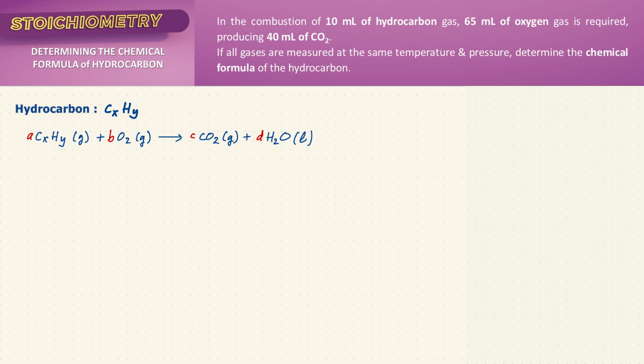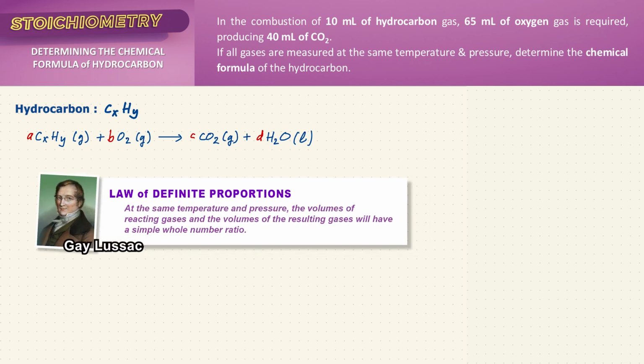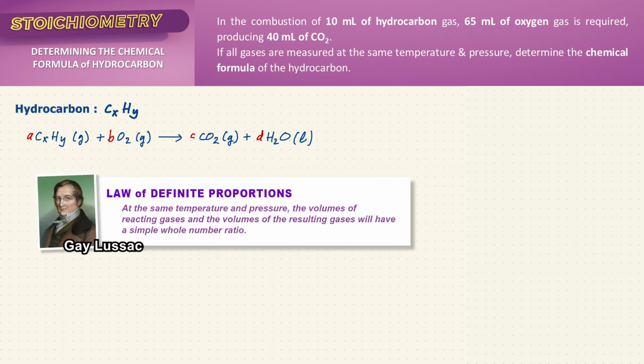Since some molecules in this reaction are gases, we can solve this by using Gay-Lussac's law, or the law of combining volumes. At the same temperature and pressure, the volumes of reacting gases and the volumes of gaseous products are in simple whole number ratios. In other words, the gas volumes in a chemical reaction are proportional to their coefficients in the balanced chemical equation. Following that law, let's input the volumes for each gas, and we can make a comparison.